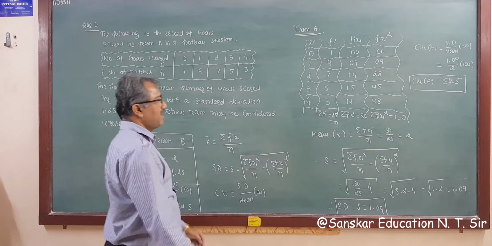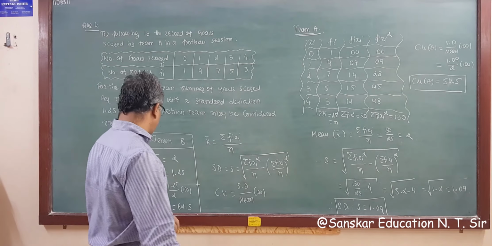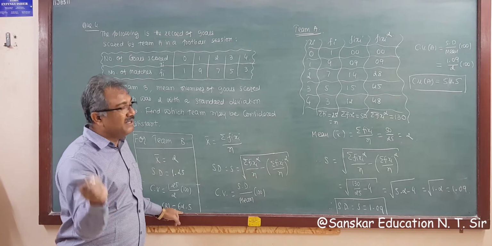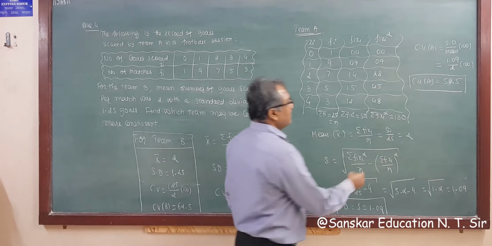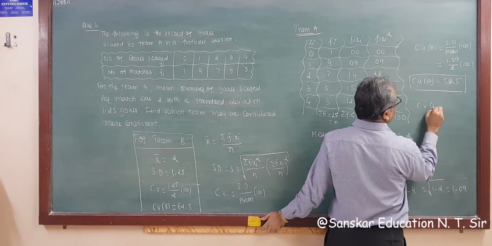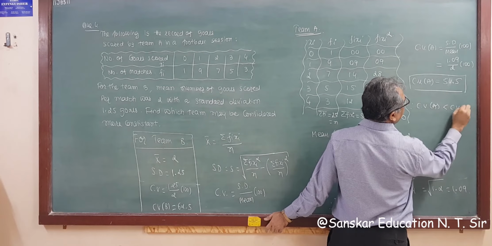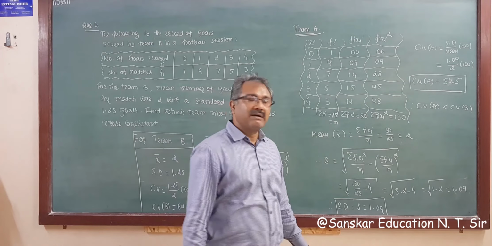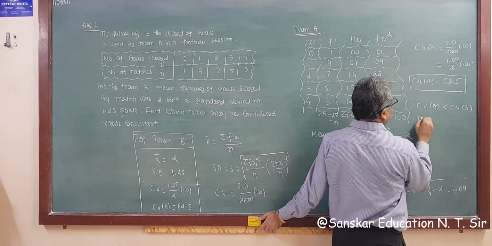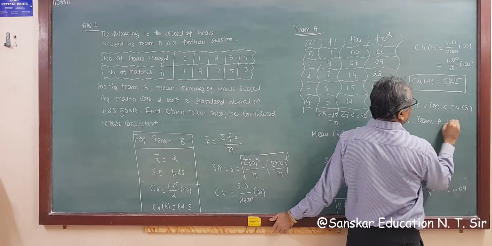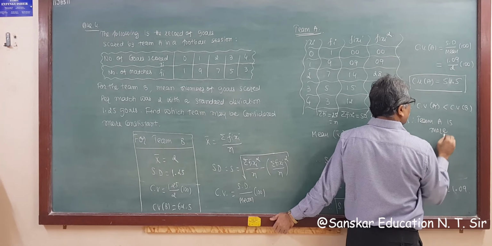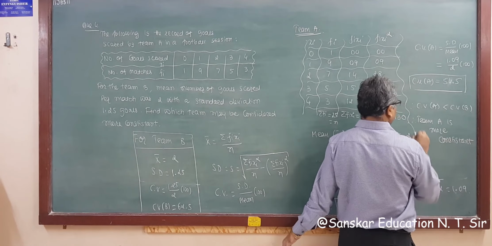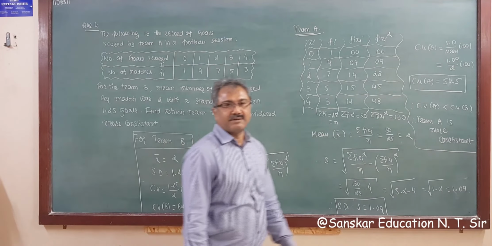Now compare. CV of A is 54 and CV of B is 62. So CV of team A is less than CV of team B. Therefore team A is more consistent. So this is your final answer, right?